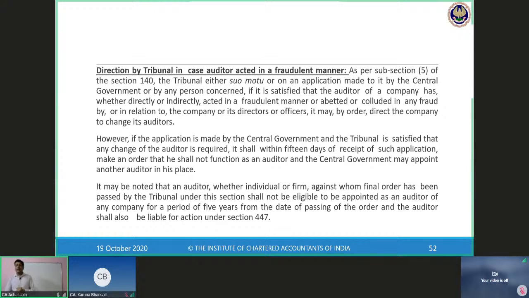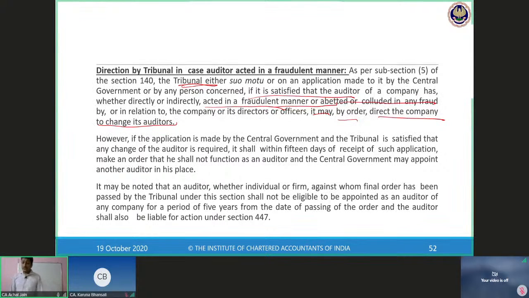Next, direction by tribunal in case the auditor acted in a fraudulent manner. Now, as per section 140, the tribunal, either suo moto or on an application made by the central government or by the person concerned, if it is satisfied that the auditor of the company has directly or indirectly acted in a fraudulent manner, where the auditor acted in a fraudulent manner or abetted or colluded in any fraud, it may by order direct the company to change its auditors.